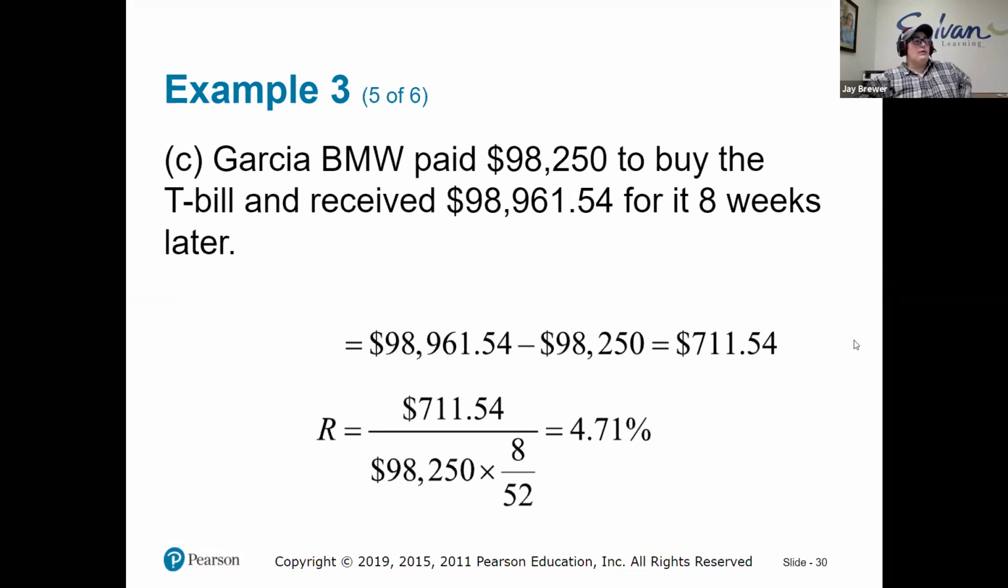So Garcia BMW paid $98,250 to buy the T-bill and received $98,961.54 for it 8 weeks later. So that is an effective rate of 4.71%.